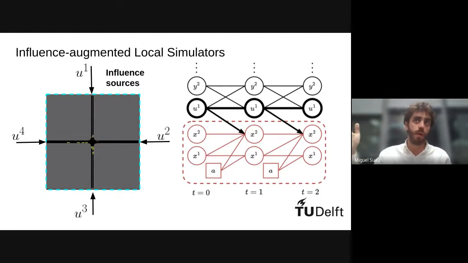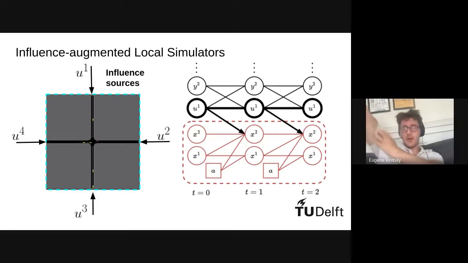So my walls, in a way, are the influence sources, and as long as I monitor the temperature, then I can forget about the rest of the building. So that's another example.